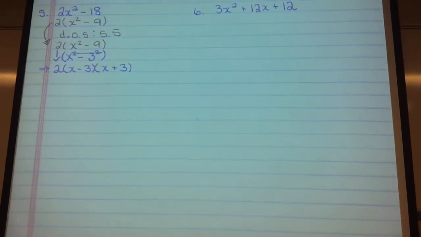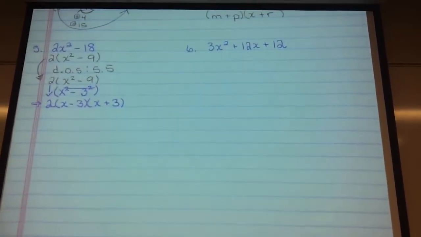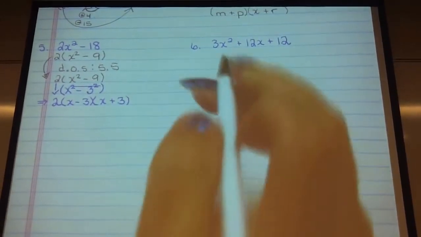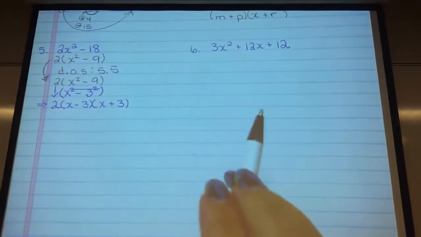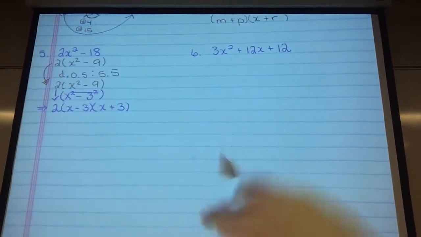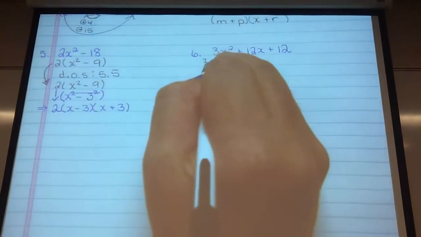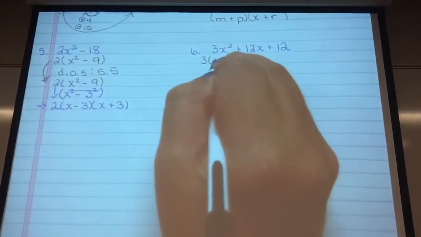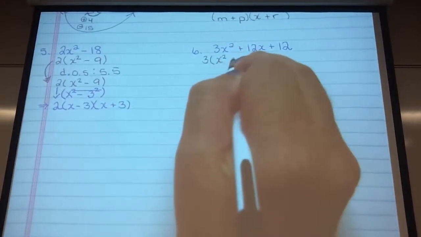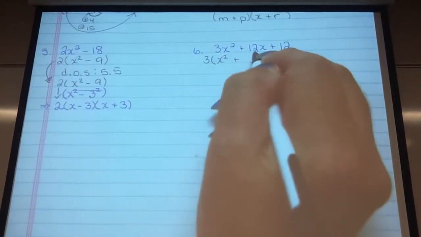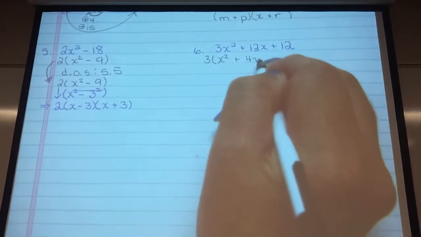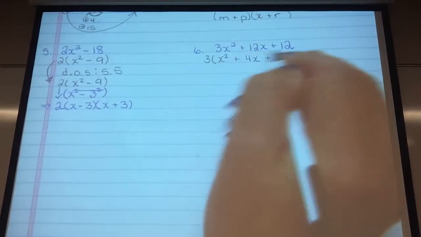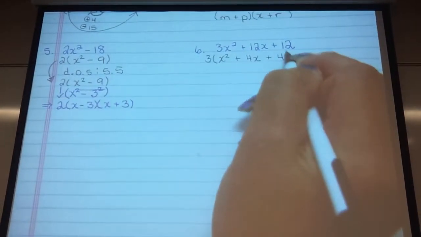Was there a common number in 6? Yeah. What would that be? 3. At first, this looks like an any-outy problem. That's how you're going to think about it. But you have to say to yourself, is there a common number first? And in this case, if I take a 3 out, I'm left with x squared plus 4x plus 4. 3 goes into 12 4 times.